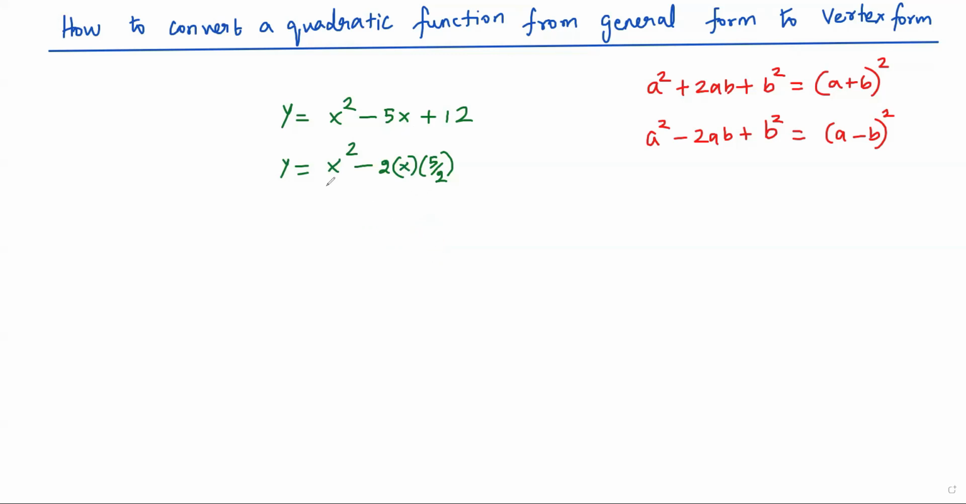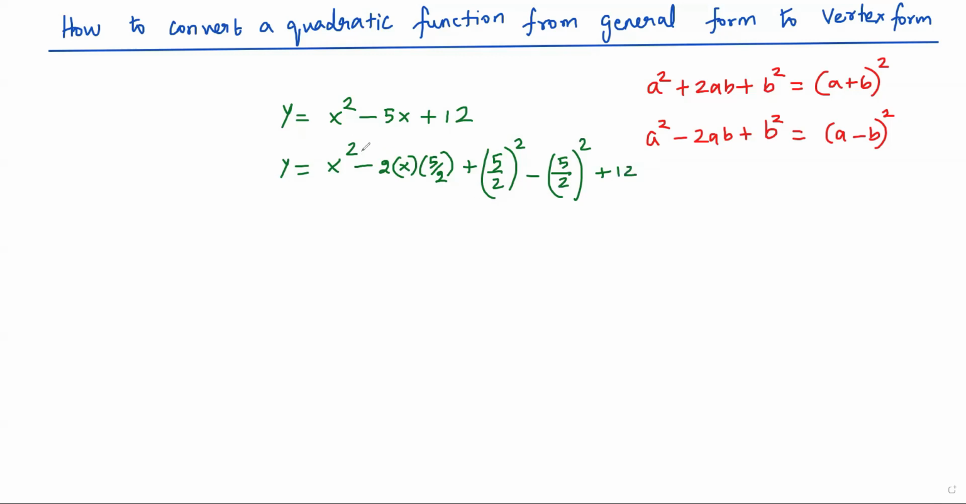Okay, now this expression, that is x square negative 2 times x times 5 over 2, is in the form of a square negative 2ab. So for b, we have 5 over 2. Now we need positive b square, so I'm adding 5 over 2 the whole square, because 5 over 2 is the value we have for b. To compensate the addition of this 5 over 2 the whole square, I subtract 5 over 2 the whole square. Okay, now I'm taking this constant term at last, positive 12.